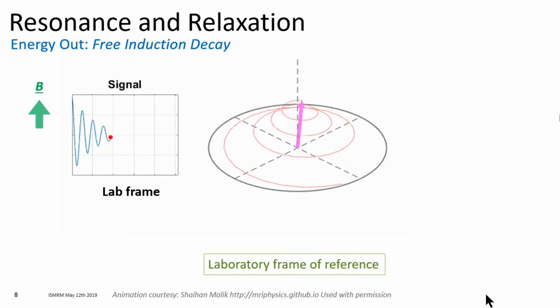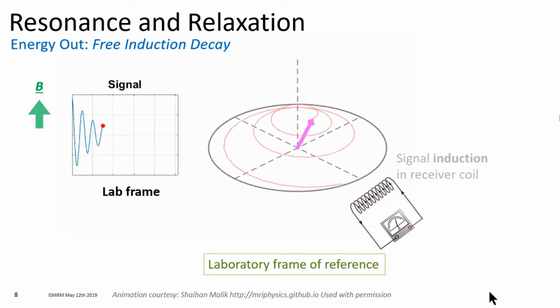And the vector component of this relaxation in the XY plane causes its own temporary oscillating magnetic field at the precession frequency, and we stick a receiver coil nearby, which is a coil of wire. We get an induction in this coil and measure a voltage.